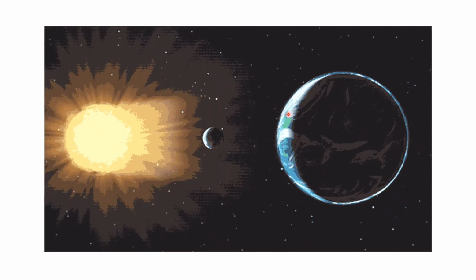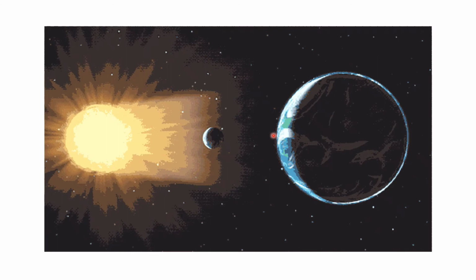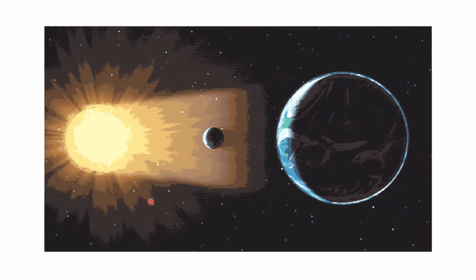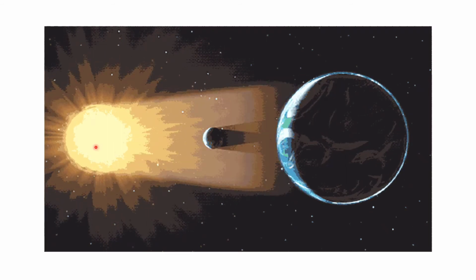Okay, what will happen if the earth orbits the sun and comes between the sun and the moon on the same plane? What will happen if the sun, the moon, and the earth form a straight line? Let's discover what will happen.